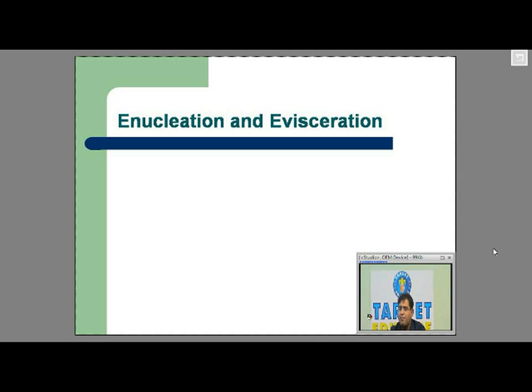In evisceration, a part of cornea is preserved while the rest of the eyeball is removed, while in enucleation the complete eyeball is removed.